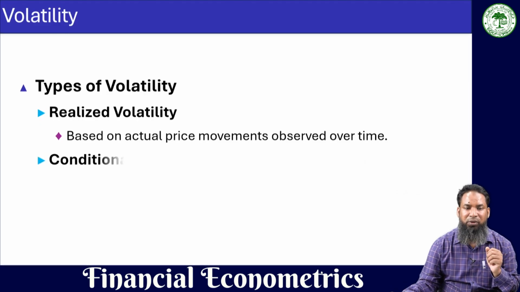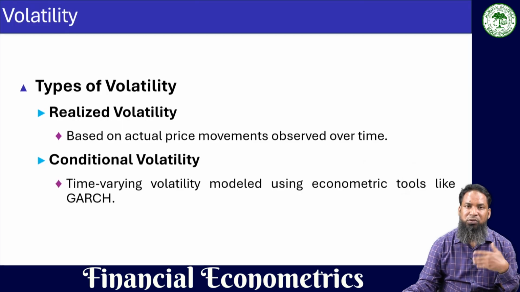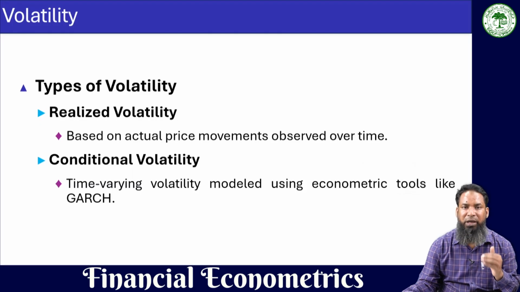And the other volatility, which we call conditional volatility, is where we use different econometric models to calculate the time varying volatility. And that's basically the concern of this week's lectures. So for example, we have the ARCH model and the GARCH model, where ARCH stands for autoregressive conditional heteroscedasticity model, and GARCH stands for the generalized autoregressive conditional heteroscedasticity model.